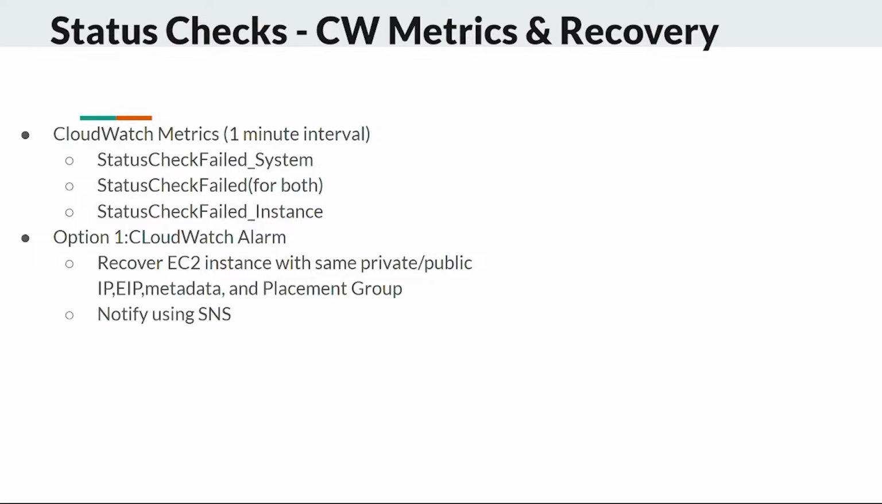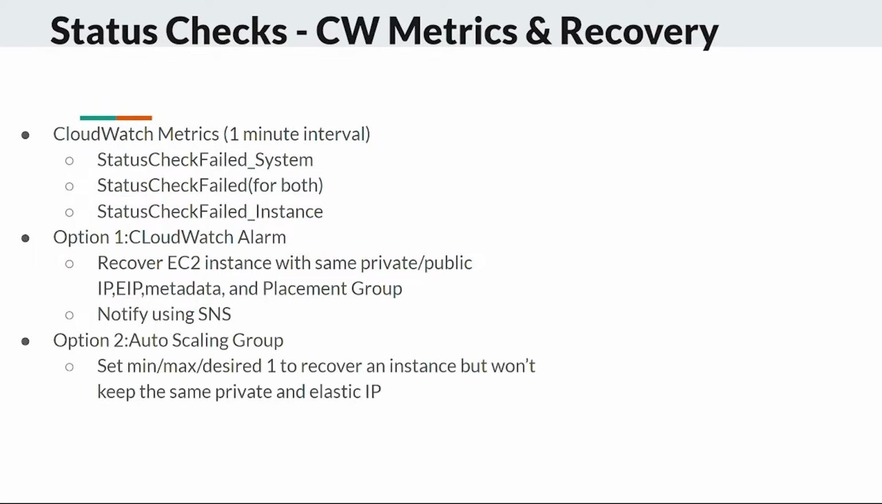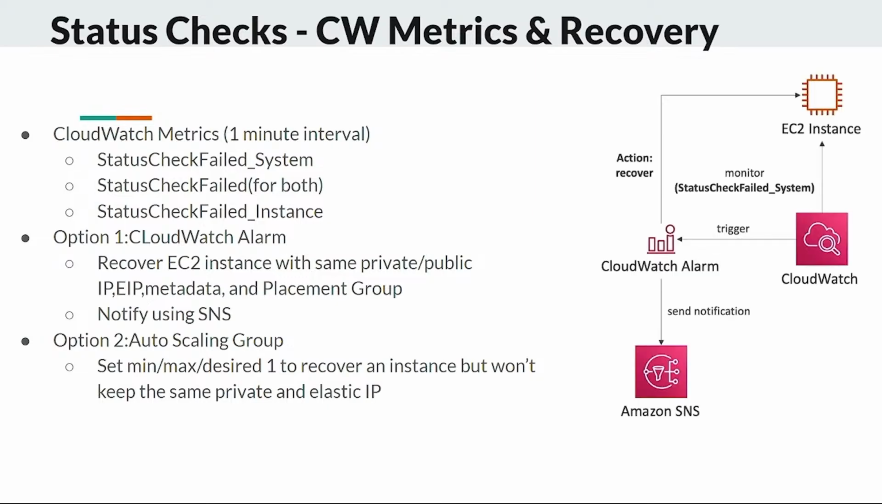It also notifies using SNS, and option two is auto scaling group. So what is this auto scaling group? Basically, it sets your minimum, maximum, or desired capacity to recover an instance, but won't keep the same private and elastic IP. So what is the benefit of using auto scaling group? Suppose you are using auto scaling group, and if you have done automation very well, then your instance will be recovered very well. It might be recovered, but your private and elastic IP will not be the same, but you will get your instance at least.